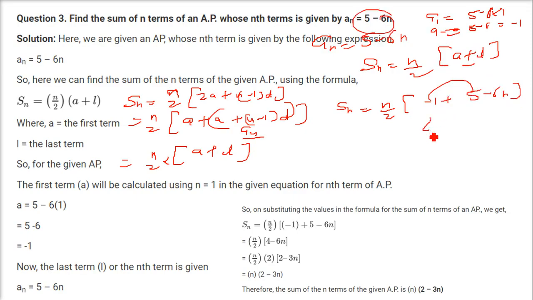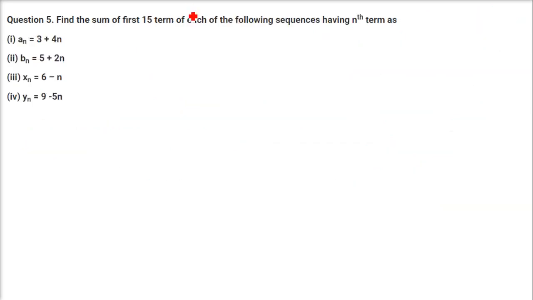So what do we get? 5 minus 1 is 4. 4 minus 6n. I am taking 2 out of this. So 2 minus 3n. I have taken 2 out, but n by 2 is already there. 2 cancels. The formula is n by 2 times (2 minus 3n). This is the final formula.